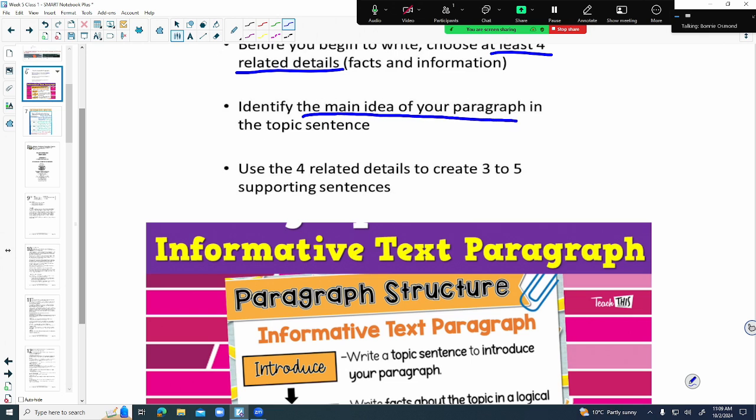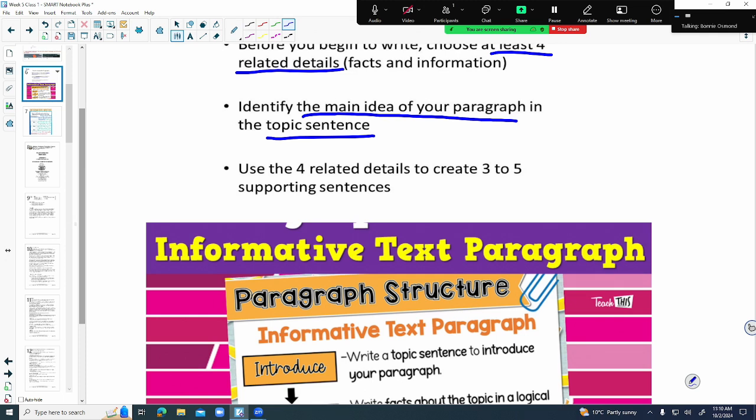Identify the main idea of your paragraph in the topic sentence. As I mentioned last week, when you write your topic sentence, it's not a title. How to make moccasins is a title. It's not a complete sentence. So your sentence to introduce your topic is going to be something like, it's easy to make moccasins, or making moccasins is a lot of work, or I love making moccasins. Something like that that introduces your topic. You don't say my paragraph is going to be about. That's not how it works. It's just like if you're telling somebody how to do something, you don't say, I'm going to tell you how to do this. You just start telling them.